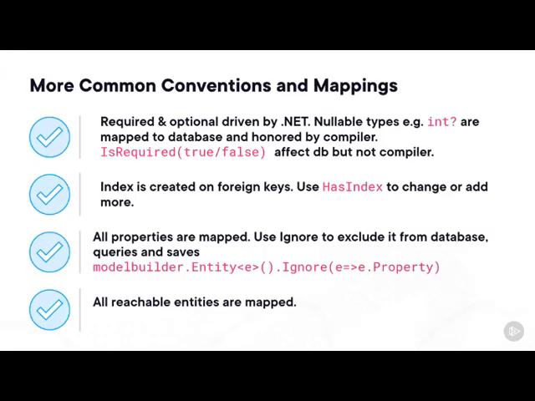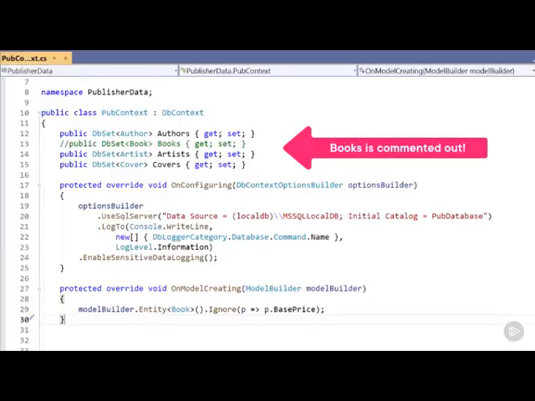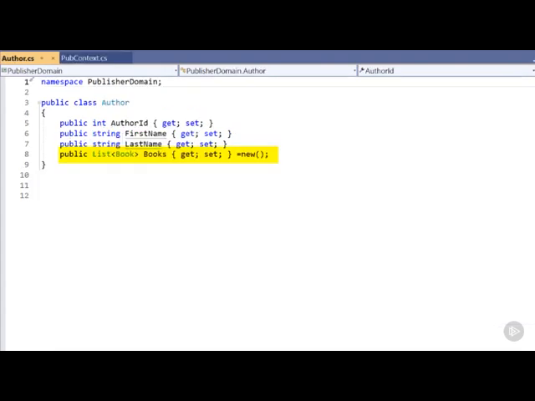Another common convention is that by default, all reachable entities will be included in the data model. For example, if I have a DbSet for Author, but I don't have a DbSet for Book, the Book class is reachable from the Author class because we have that navigation property. So the context will find Book and include it in the data model.